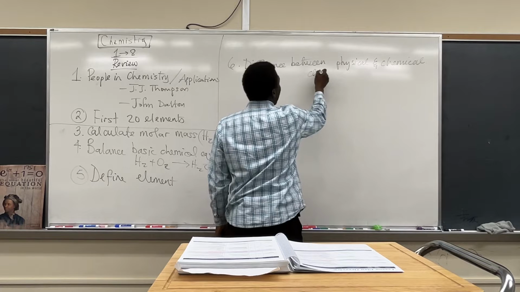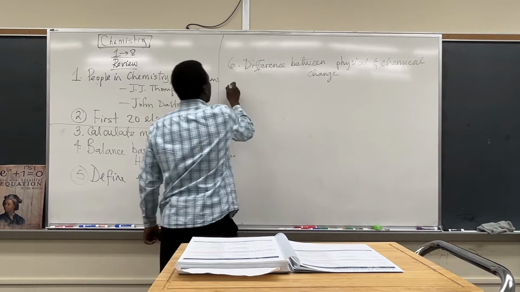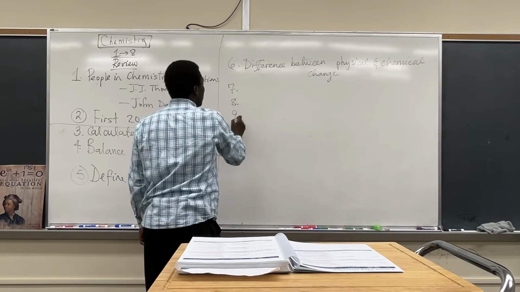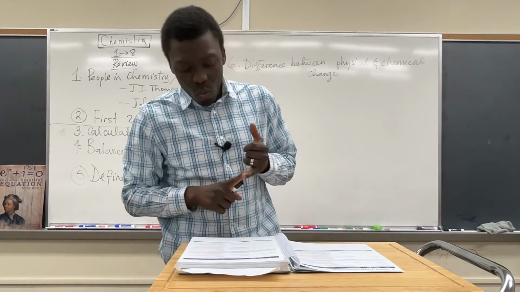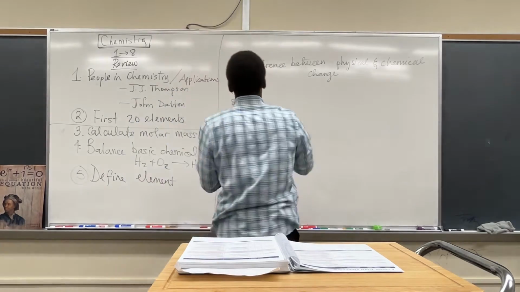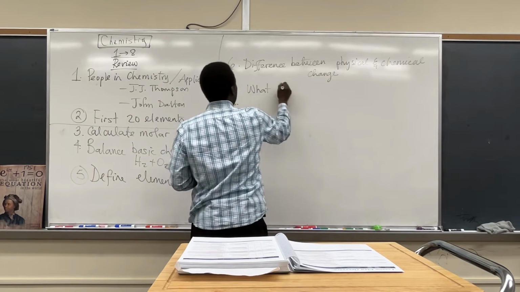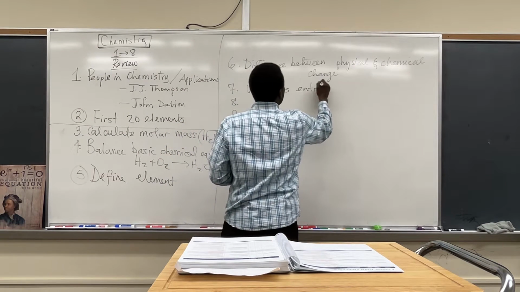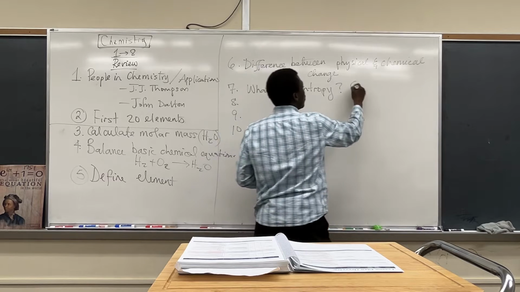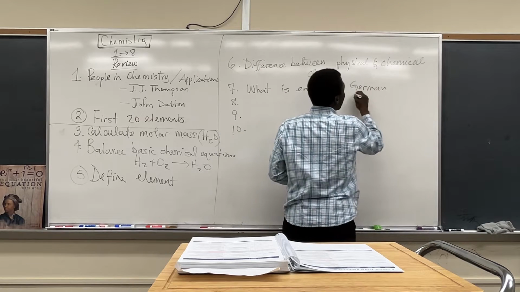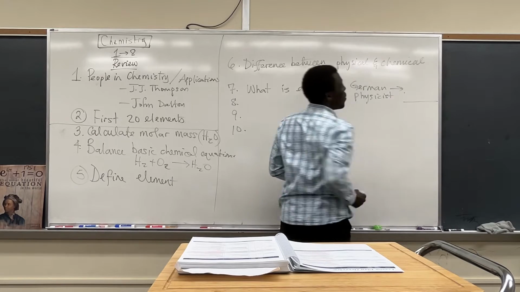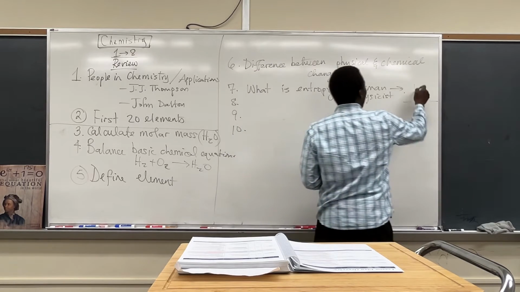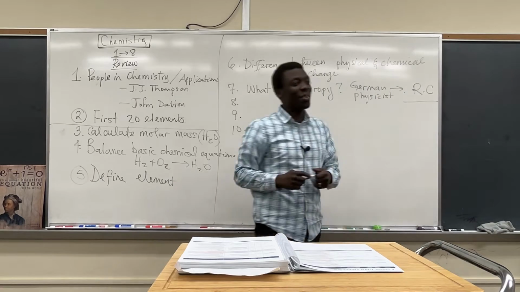So let's do that. Number 7. So let me go all the way to 10 now. So number 7, what is entropy? What is entropy? Bonus question. Who's the German physicist that basically gave the name entropy, right? What was his name? His initials are R.C. So tell me his full name.